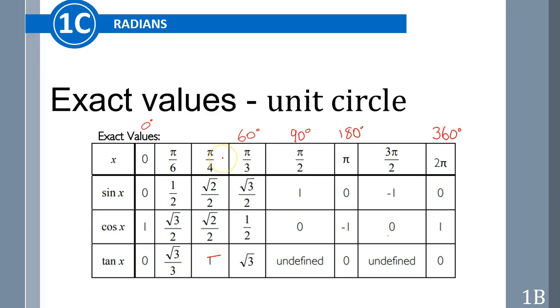Pi over 4. What's 180 divided by 4? 45. Pi over 6. What's 180 divided by 6? 30 degrees.